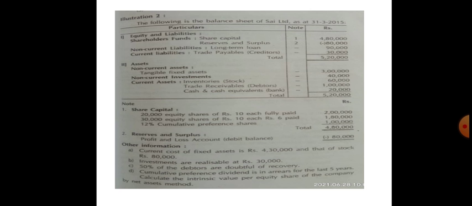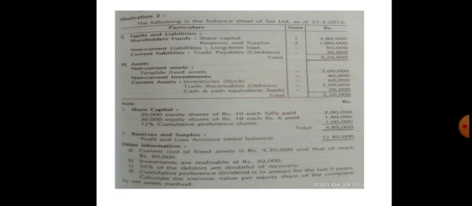Now see the current cost of fixed assets, rupees 4,30,000. This value we have to take, as well as the stock of 80,000. Next, investments are realizable at rupees 30,000. In the balance sheet the investment is rupees 40,000 and the other information gives 30,000. So we have to take this 30,000 because it is the market value. Next, 50% of the debtors are doubtful of recovery. The 50% is related to the debtors. In the balance sheet it is rupees 1 lakh, the book value.